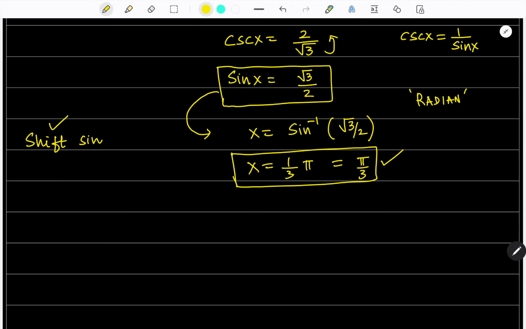Now only the discussion starts. What is the discussion, teacher? Right. Now you got the answer, a positive answer. What is the answer you got? Positive answer. Look at the quadrant.